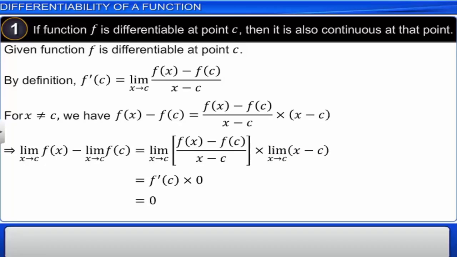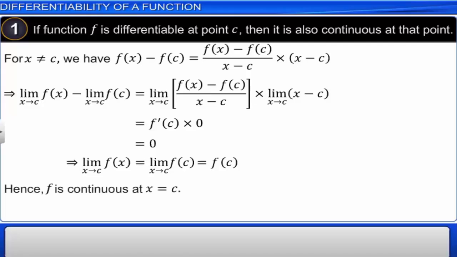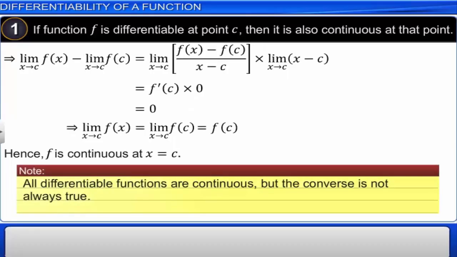This implies the limit of f(x) as x approaches c is equal to the limit of f(c) as x approaches c, which is equal to the value of the function at c. Hence, function f is continuous at x = c. Hence, in general, we can say that all differentiable functions are continuous. However, the converse is not always true.